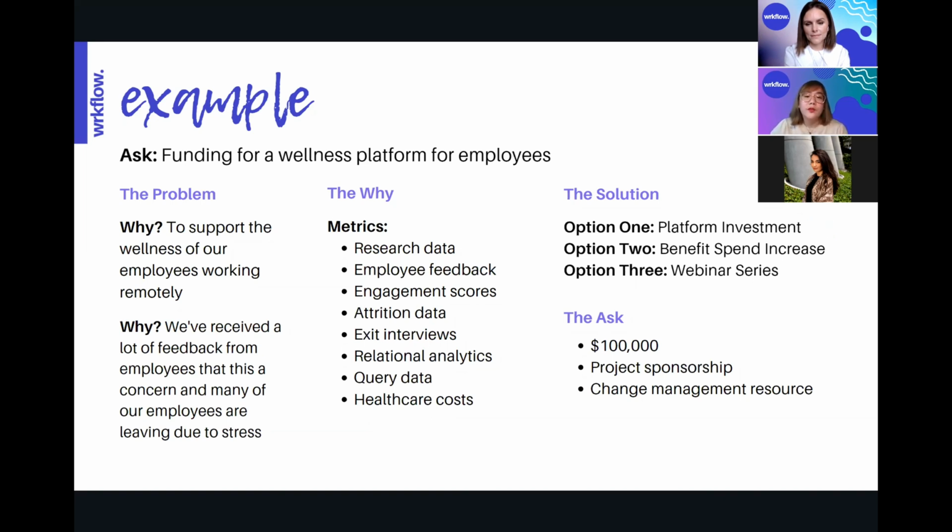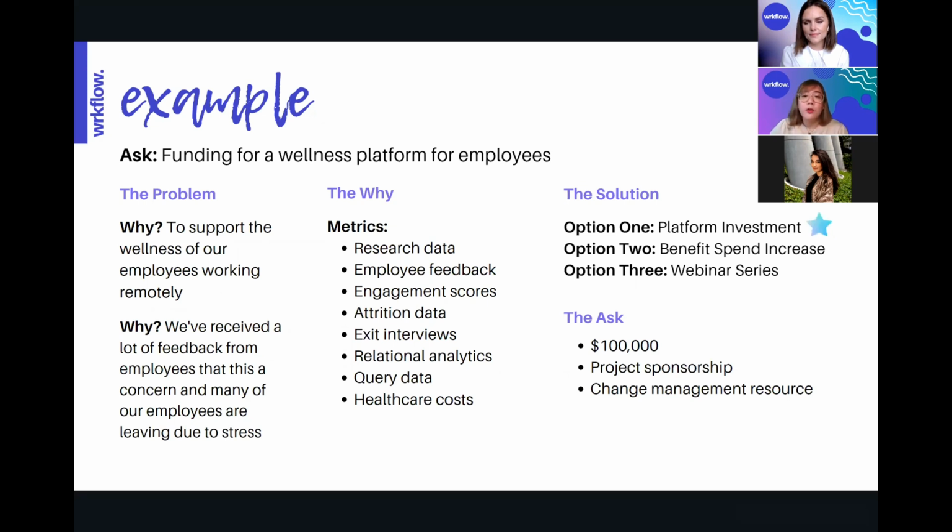And with that, we develop our solution. We provide multiple options as well. In this case, for example, option one could be a platform investment, option two, to increase our benefit spend, or option three, a webinar series. By providing many options, as Sasha mentioned earlier, we could also show our thought process throughout, and that we have also considered alternatives and even different options that could be considered. But despite providing different options, do still state your preferred one and why it is the preferred option. So in this case, option one, platform investment, is what we want to provide, and explain why.